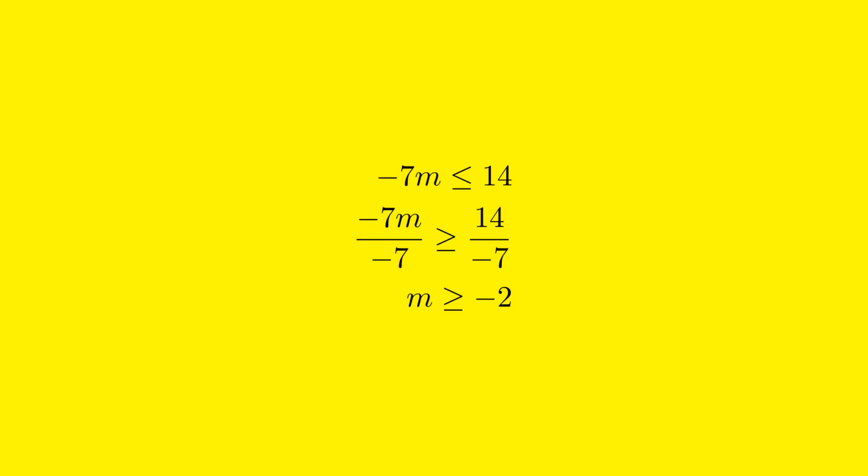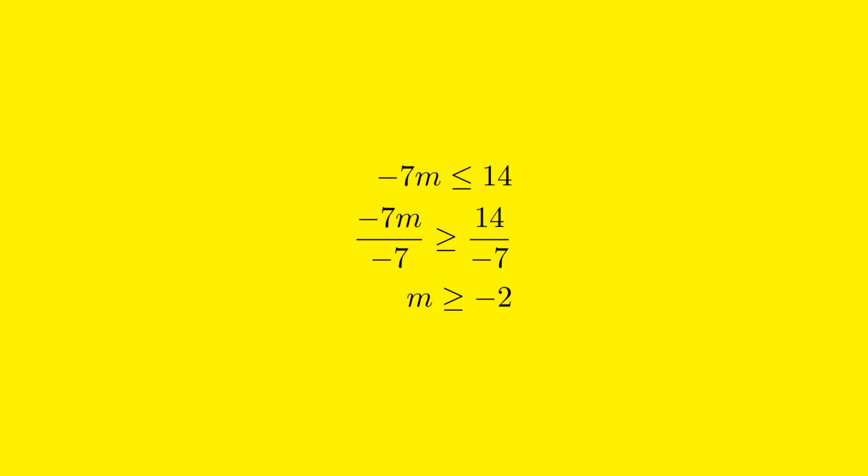Original inequality, -7m less than or equal to 14. Divide both sides by -7, -7m divided by -7. Then reverse the inequality sign from less than or equal to, to greater than or equal to. This leaves us with greater than or equal to 14 divided by -7. Simplify both sides. -7m divided by -7 is just m, and 14 divided by -7 simplifies to -2. So the final inequality is m greater than or equal to -2.